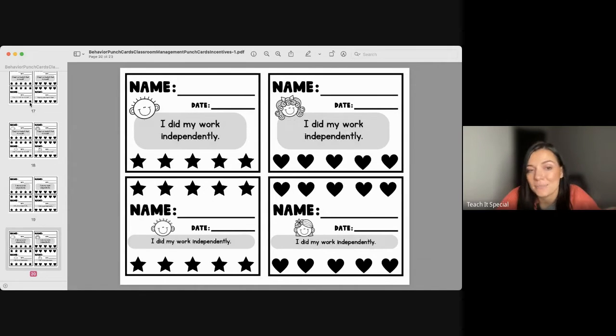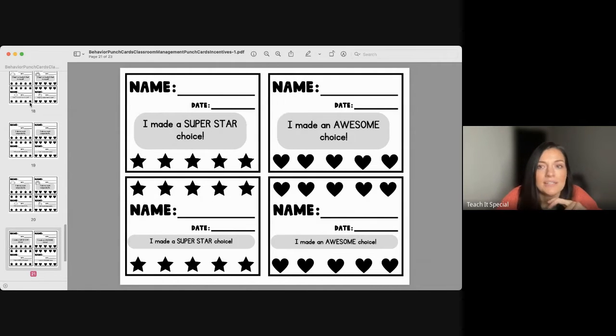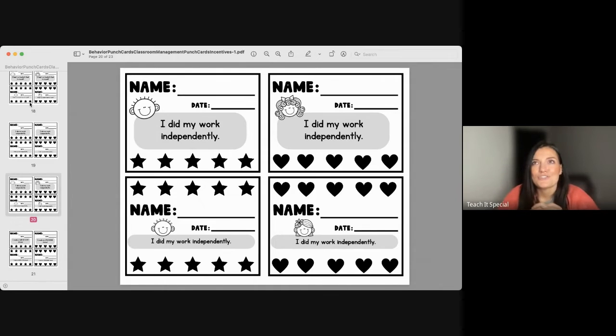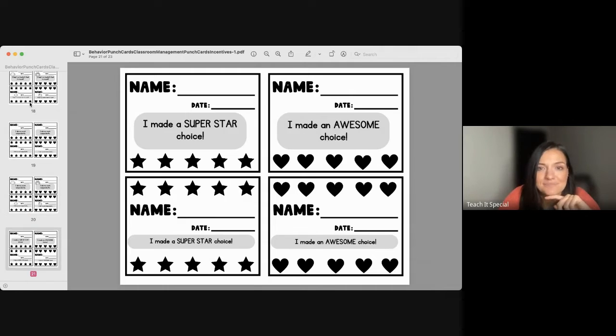I did my work independently. That's another great one. Just because sometimes kids so easily rely on adults and wanting to ask questions. So if a student's sitting there and trying to work, even if it's not right, you know what? I notice that you're working all by yourself and I know you'll raise your hand if you have a question. You're going to get a punch because you're working all by yourself. We want to foster those skills that will help them be more productive as a human and a student and a person to help them be more successful. And these are skills that will help them be more successful.